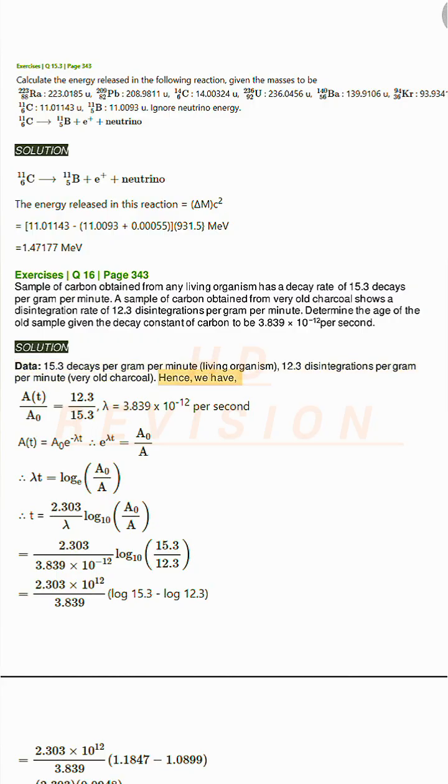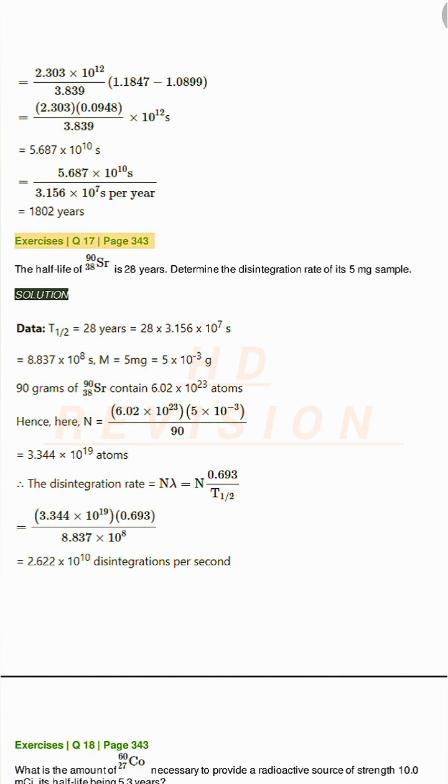Hence, we have Exercises Q17, page 343. The half-life of the isotope is 28 years. Determine the disintegration rate of its 5 mg sample. Solution.